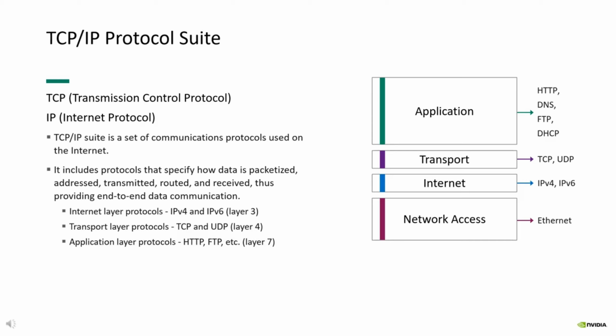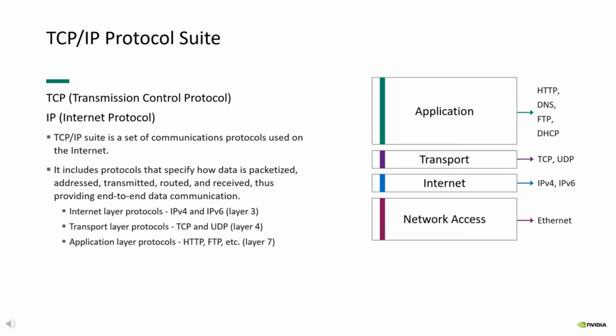Please note that the TCP/IP model has 4 layers as opposed to the 7-layer OSI model. Layers of the different protocols should always be referenced to the OSI model. For example, the Internet Layer protocols, IP version 4 and IP version 6, are considered Layer 3. Similarly, the Transport Layer protocols, TCP and UDP, are considered Layer 4 protocols, and application layer protocols such as HTTP and FTP are referred to as Layer 7 protocols.